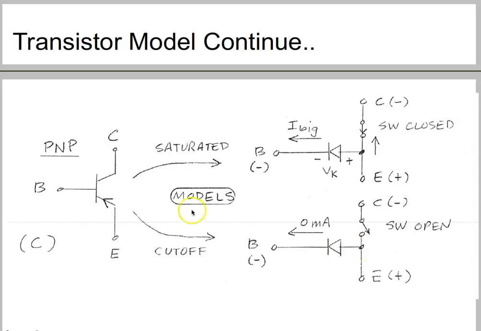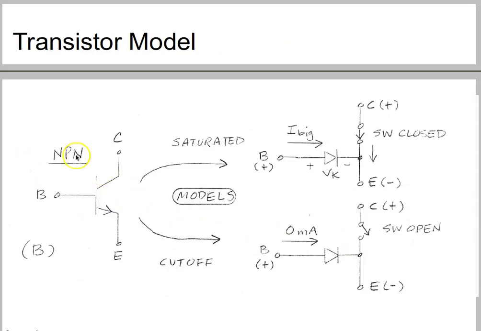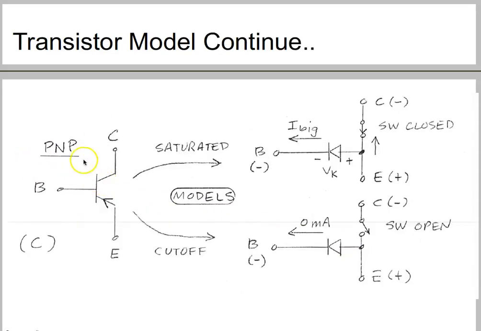The same is applicable to PNP. Previously we saw NPN. Now this is PNP, and you know that the arrow of the current goes inside the base, and these two are the transistor models. This is in case of saturated mode, and this is in case of cutoff mode. It's the same thing, only the current direction is going to be different, similar to the previous slide.